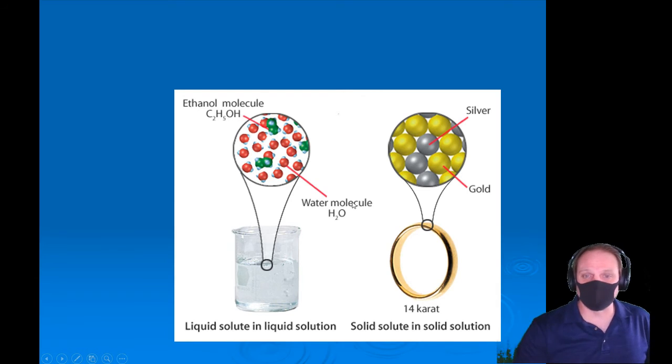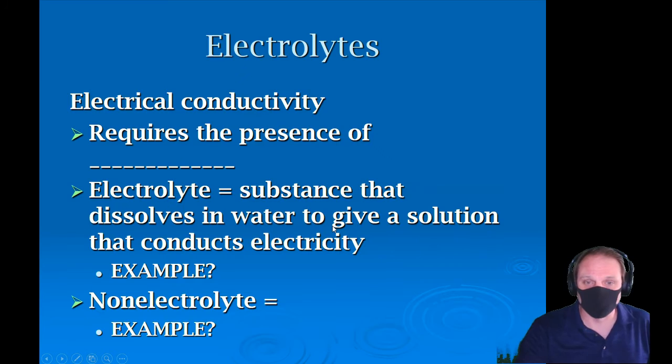All right, so these are just examples of liquid and liquid. You can see that the ethanol is distributed throughout the water, and they're bonded to each other. And then you can see the silver and the gold are bonded to each other, distributed throughout that metal as well.